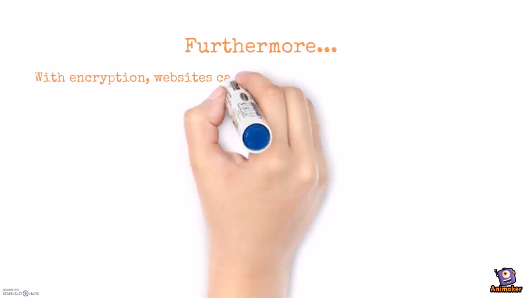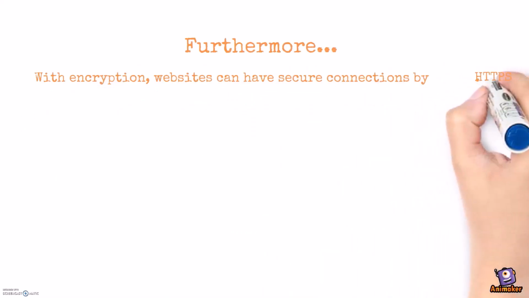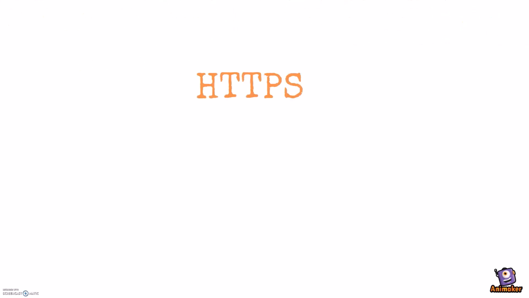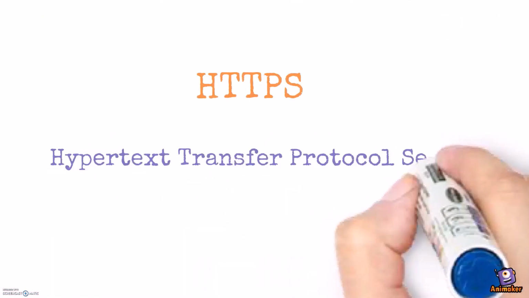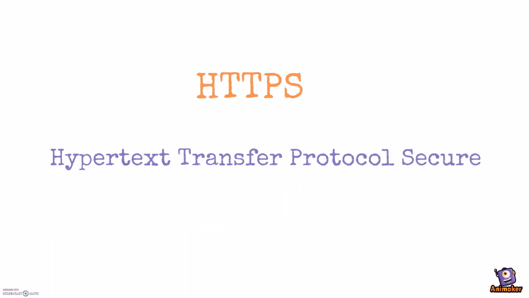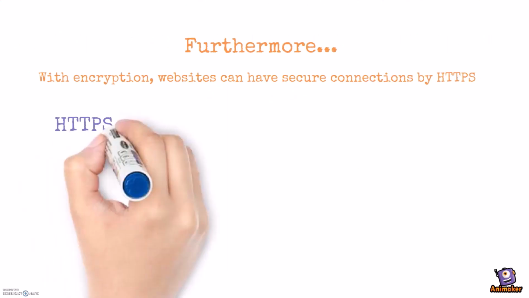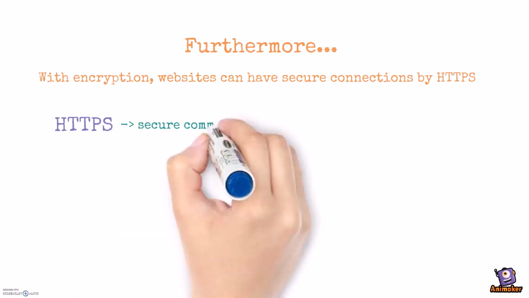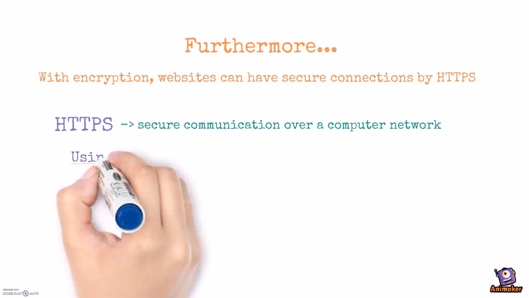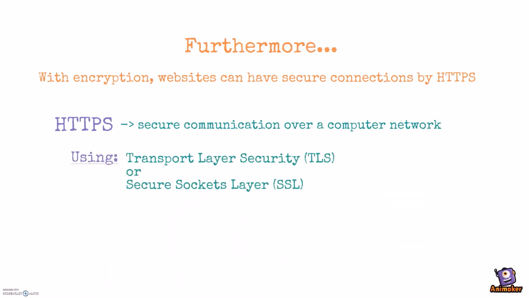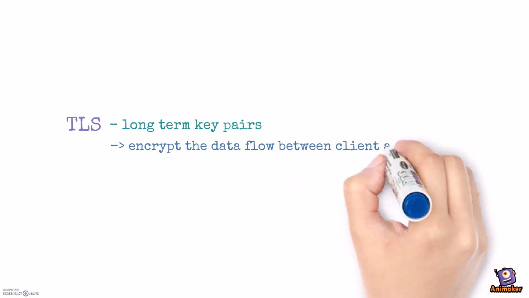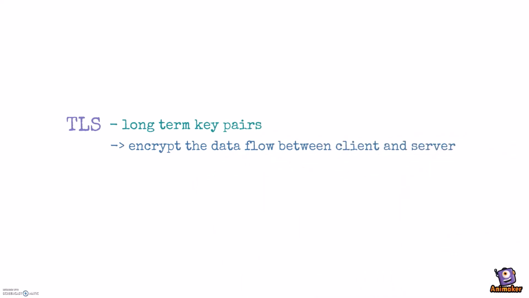With encryption, websites can establish a secure connection to their clients using HTTPS, or Hypertext Transfer Protocol Secure. HTTPS is used for secure communication over a computer network. In HTTPS, the communication protocol is encrypted using Transport Layer Security (TLS) or Secure Sockets Layer (SSL). TLS typically uses long-term public and private keys to generate a short-term session key, which is then used to encrypt the data flow between client and server.